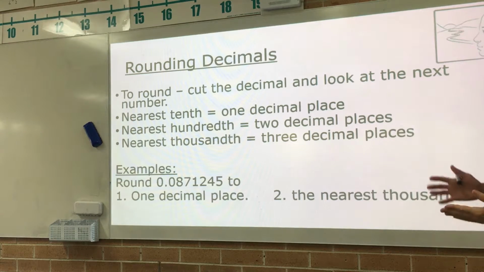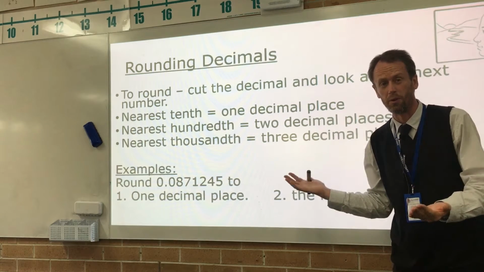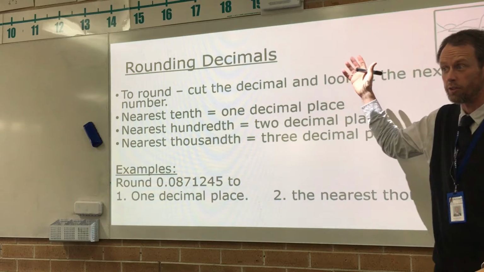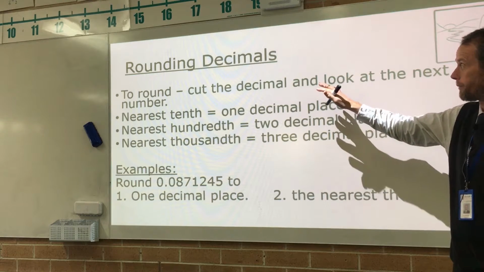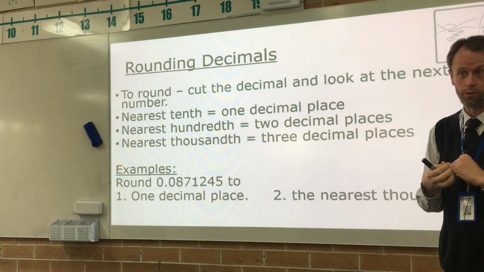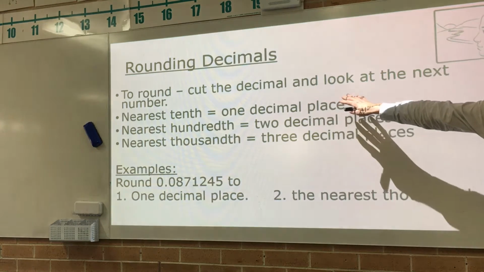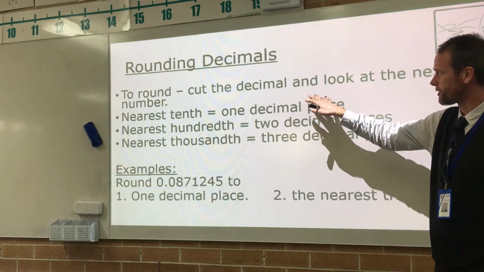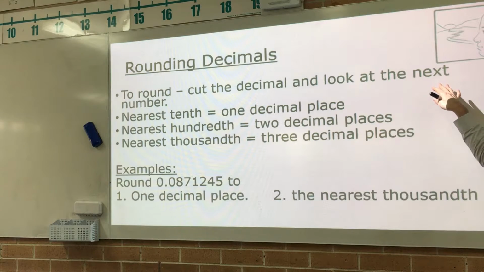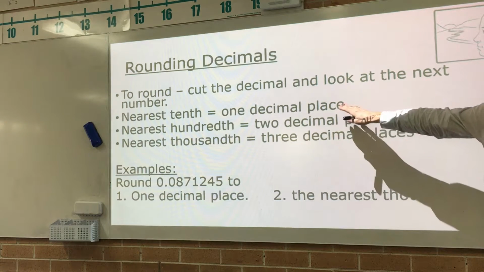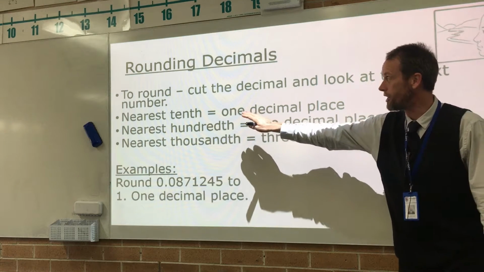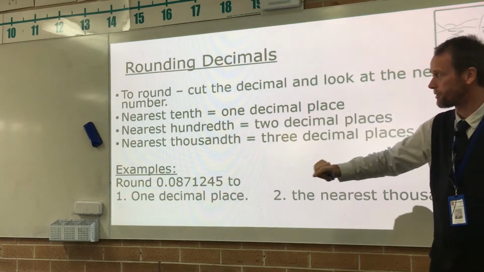So, Year 7, today we're doing something that hopefully is pretty straightforward. We've done rounding of numbers before. Today we're doing specifically rounding of decimals. The method's pretty straightforward. All you do is cut the decimal and look at the next number. That's all we need to do. But something that might help a little bit is to know that the nearest tenth equals 1 decimal place.